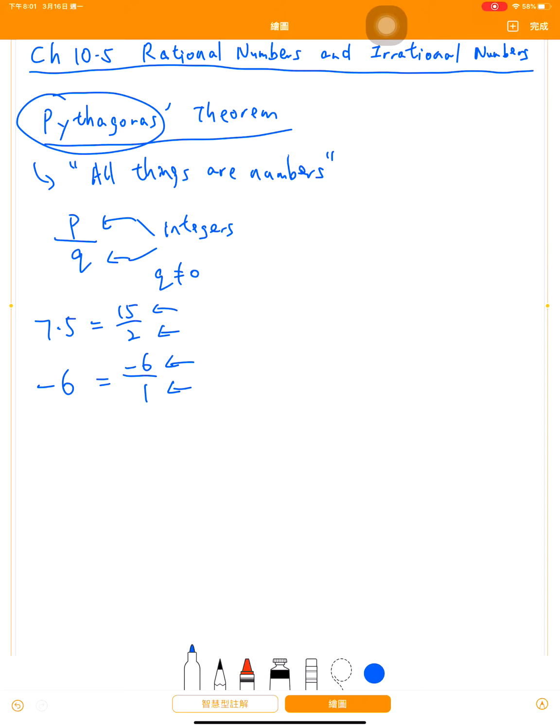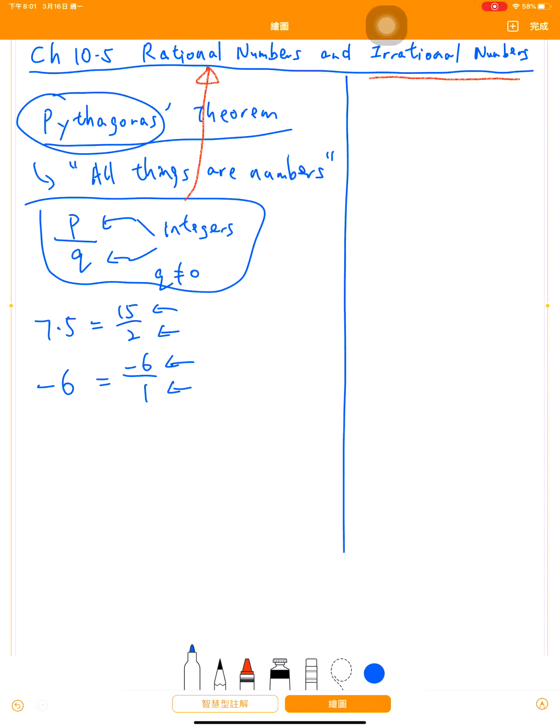In fact, what Pythagoras said, that this ratio p over q, is the concept of rational number. But of course later on we know we have irrational number. I will talk about it later. So today we are talking about which of the numbers we learned before is rational or irrational. We are going to distinguish between them.